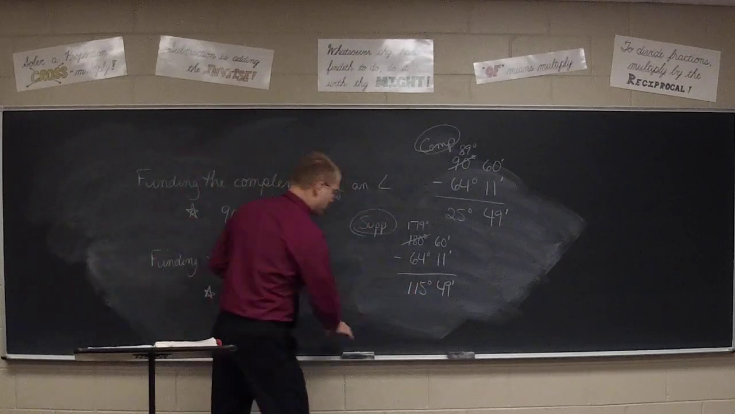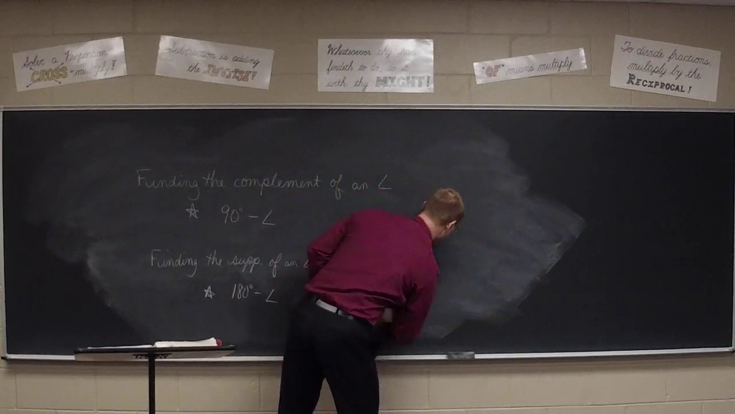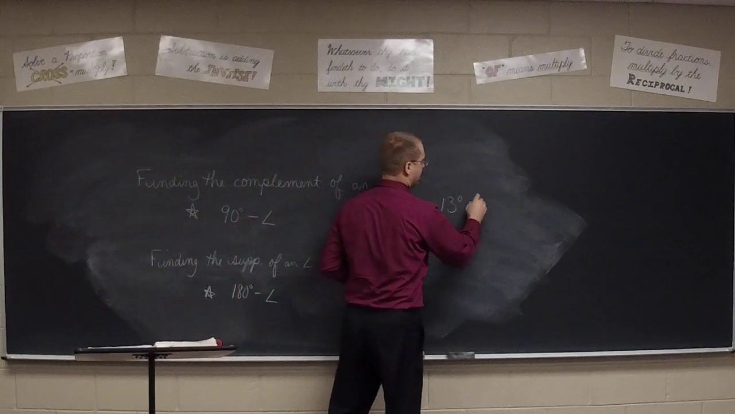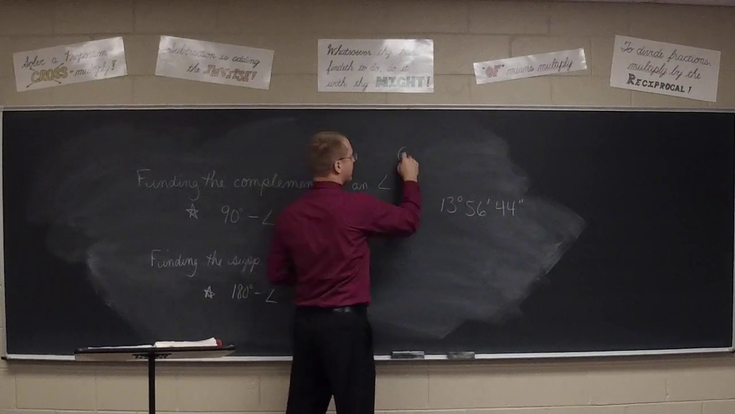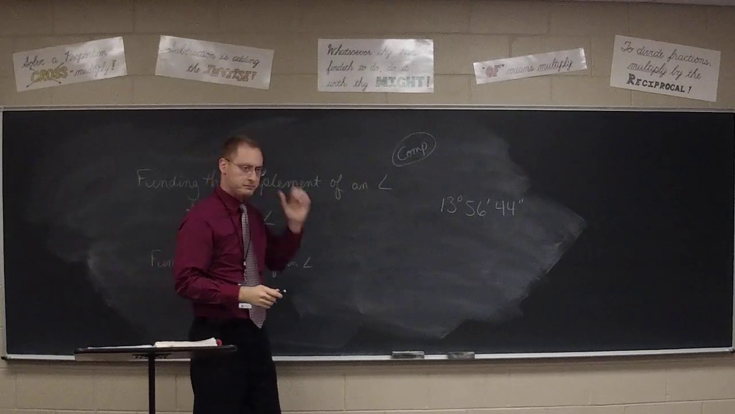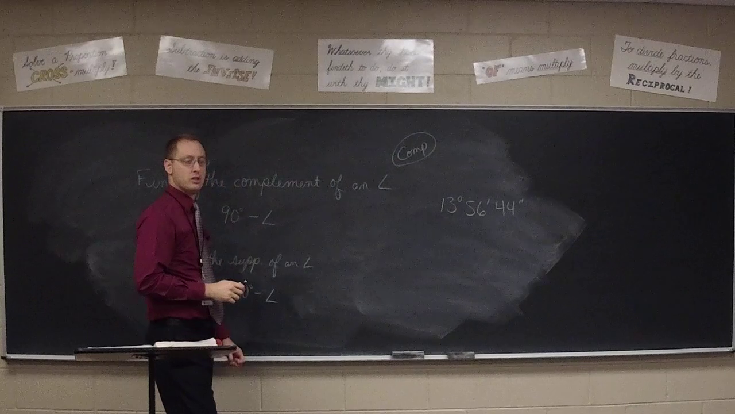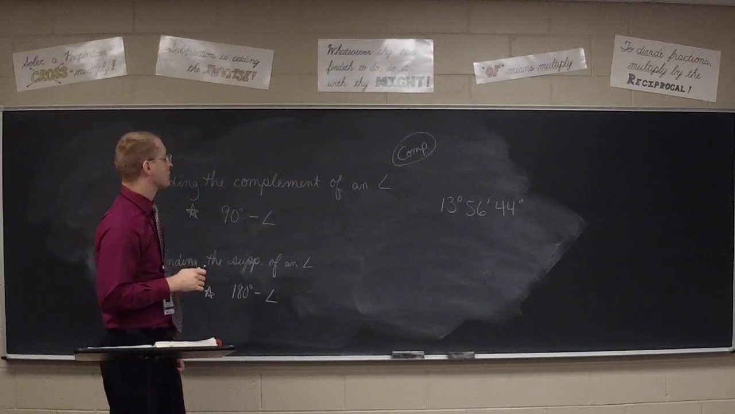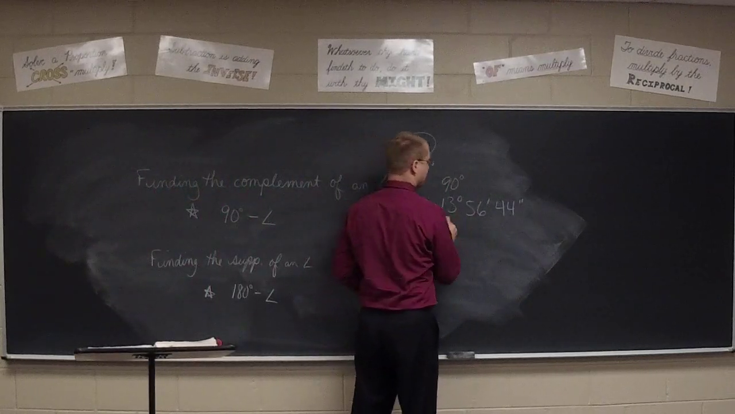Yep. We could do this with degrees, minutes, and seconds, in fact. Let's go ahead and look at one of those. Suppose we had an angle that was 13 degrees, 56 minutes, 44 seconds. And we wanted to find the complement. Well, again, what does the complement mean, Ethan? What do we do to find the complement? You subtract from 90, right? Because complementary angles add up to a right angle, which we said is 90 degrees.